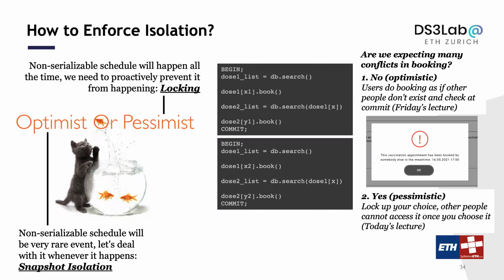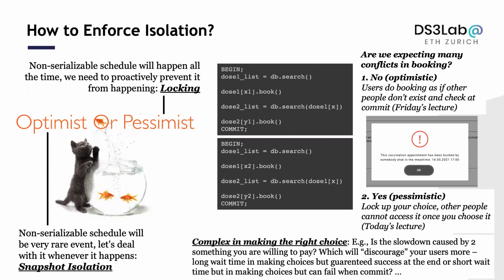So depending on the different views and assumptions you take, you end up with very different systems. So it's very complex in the real world to make the right decision. For example, with the second one, the user is going to wait longer before they can actually book something. Is that a price that you are willing to pay? And since we are dealing with real users, which of these will discourage your users even more?